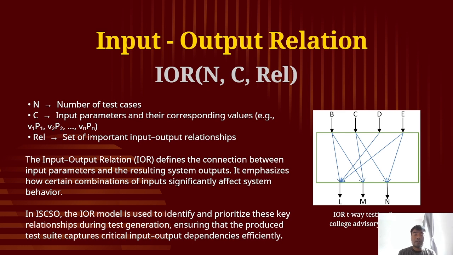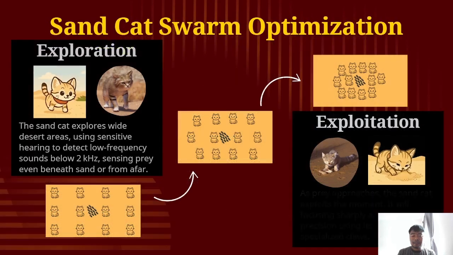The input-output relation is defined as the connection between the input parameters and the resulting system output, emphasizing how certain combinations of input significantly affect system behavior. In ISCSO, the IOR model is used to identify and prioritize these key relationships during test generation, ensuring that the produced test suite captures critical input-output dependencies efficiently. On the right is a figure for the IO-relation T-way testing for a college advisory system.